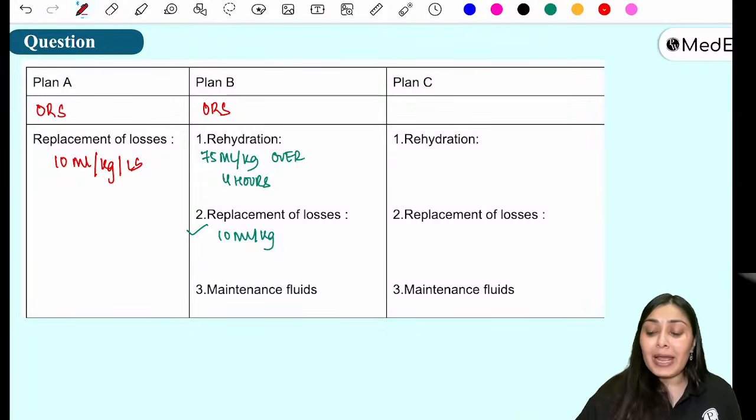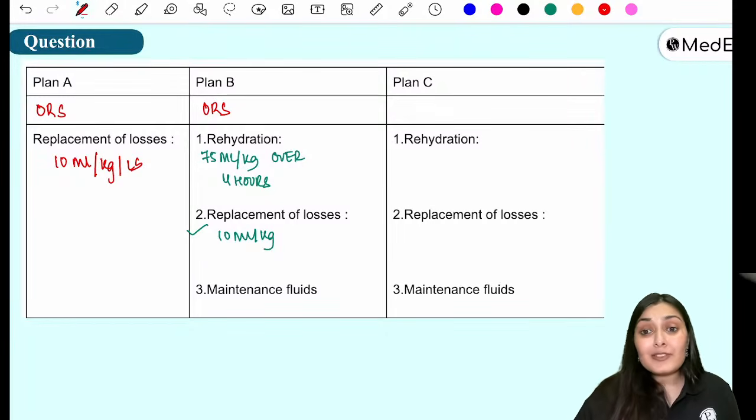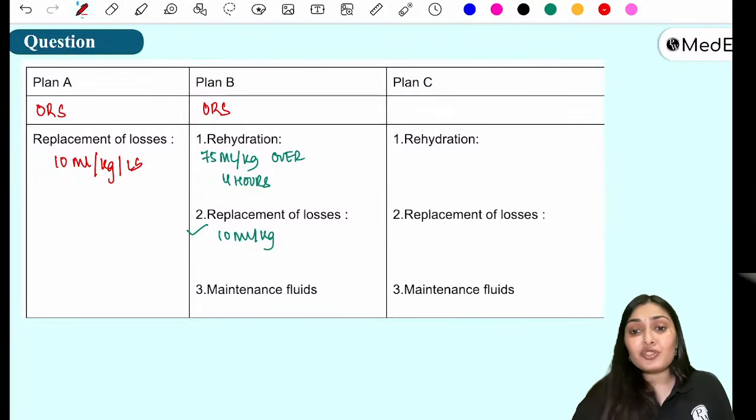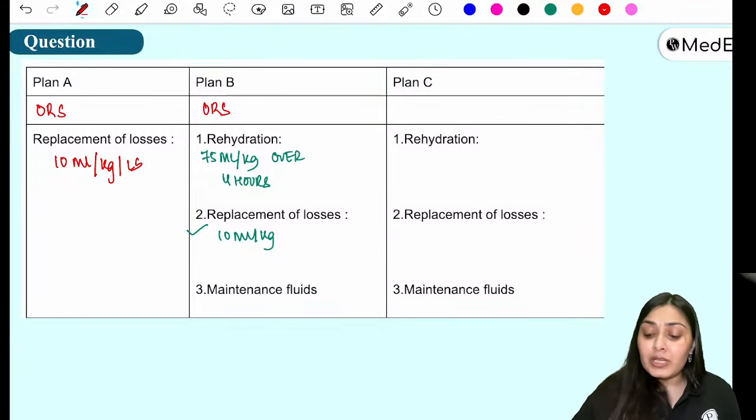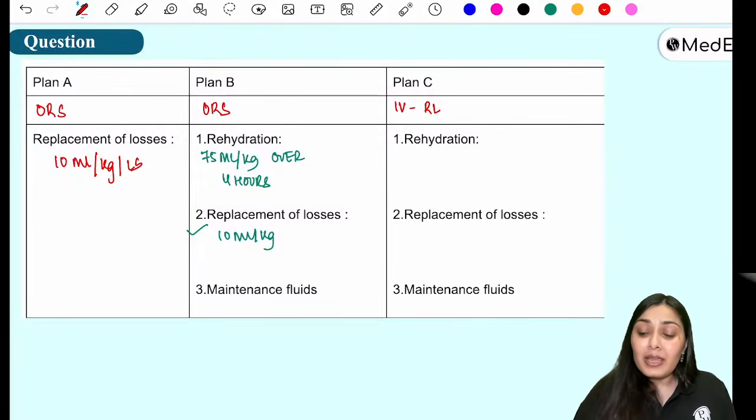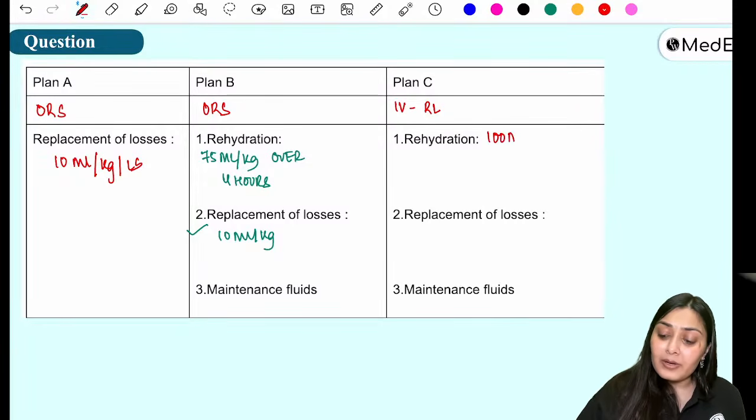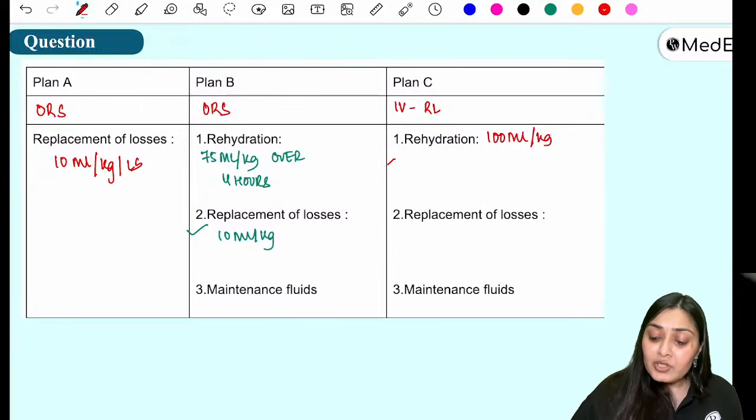Lastly, we have plan C. This is for severe dehydration. Now the severely dehydrated child cannot take ORS by mouth. He's very lethargic, very comatose. So I have to give fluids IV. We prefer Ringer lactate solution, RL. Here rehydration is done with 100 ml per kg. If the child is less than 1 year of age, then we firstly give a 30 ml per kg bolus over 1 hour, followed by the remaining 70 ml per kg in the next 5 hours.